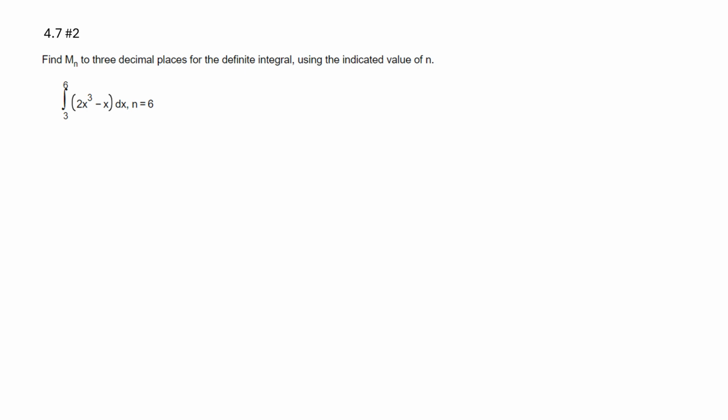Okay, so this is 4.7, number 2. We're finding M sub n to 3 decimal places with the definite integral using the indicated value of n. And so looking ahead, a is going to be 3, b is 6, and they give us that n is 6. And so we start by knowing that the interval we're looking at is 3 to 6.